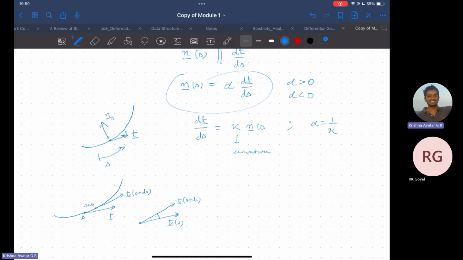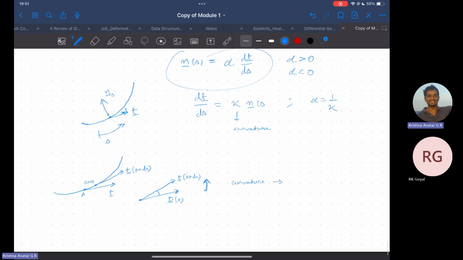You see that as you move along this curve, the tangent vector is rotating, in this fashion. This is what we call the curvature. Curvature implies at what rate the tangent vector is rotating.